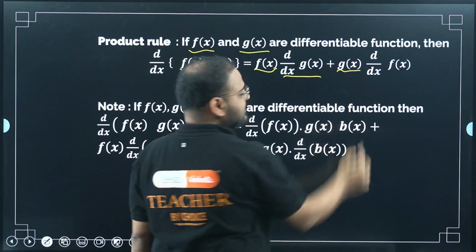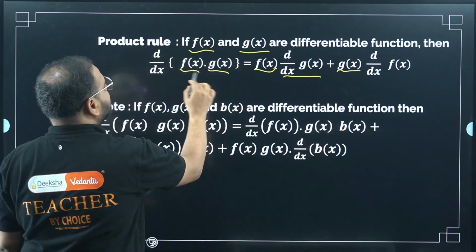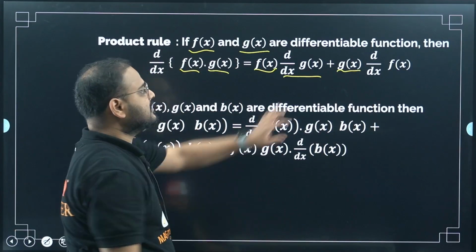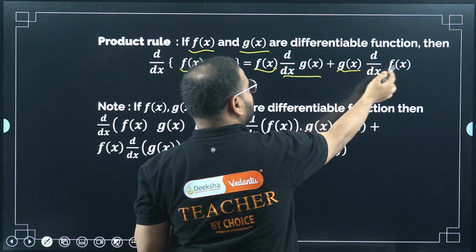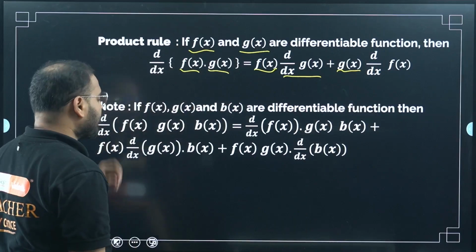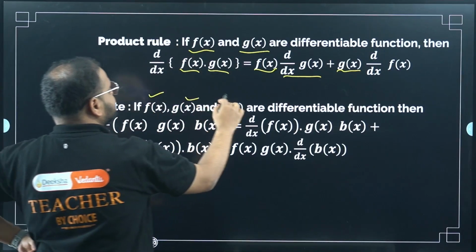Keep the second function as it is. Please check here, first function, second function. So first is kept as it is, taken the differentiation of the second one, second function as it is, taking differentiation of the first one. Okay, what if we have more than two functions?